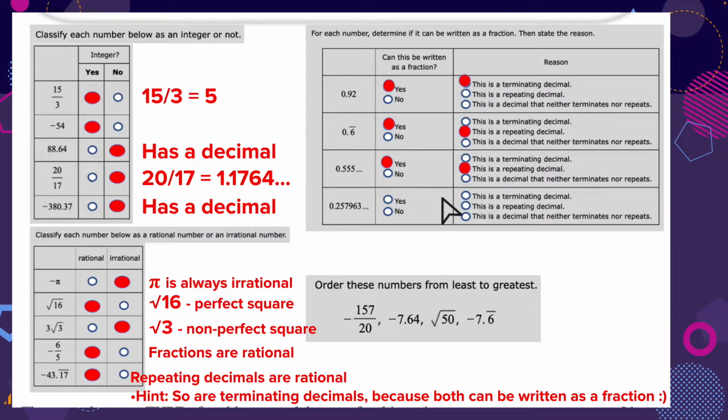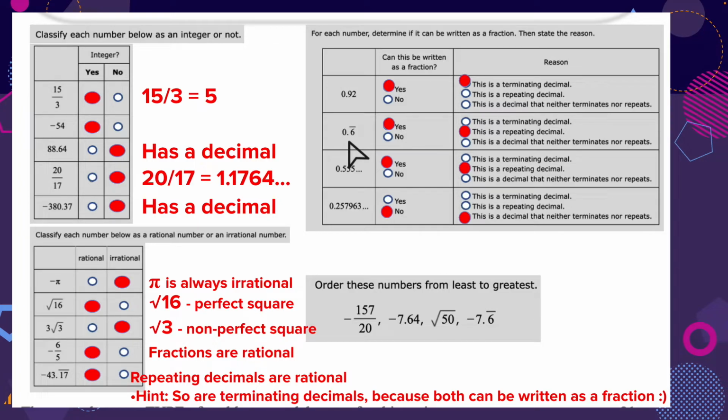This is also dot, dot, dot, but I don't see any kind of pattern before the dot, dot, dot, so it just means it keeps going, but there's no pattern to it. So this would be a no, because it's neither terminating or repeating. So it has to be a terminating decimal. It has to stop, just like 0.92, or it has to be repeating with a little bar notation. They could use the dot, dot, dot, but I prefer the bar notation because it's a little more proper to show that it's repeating. It needs to be one of those two to write it in a fraction.